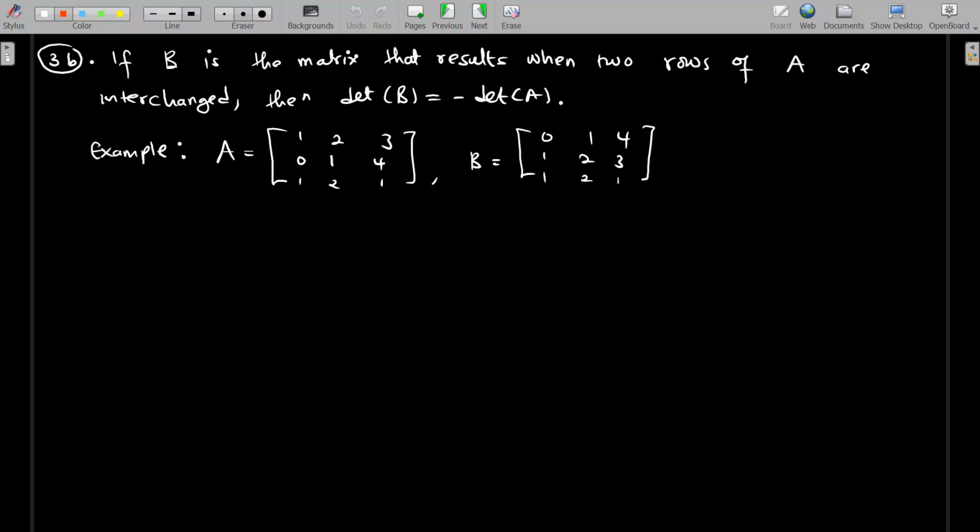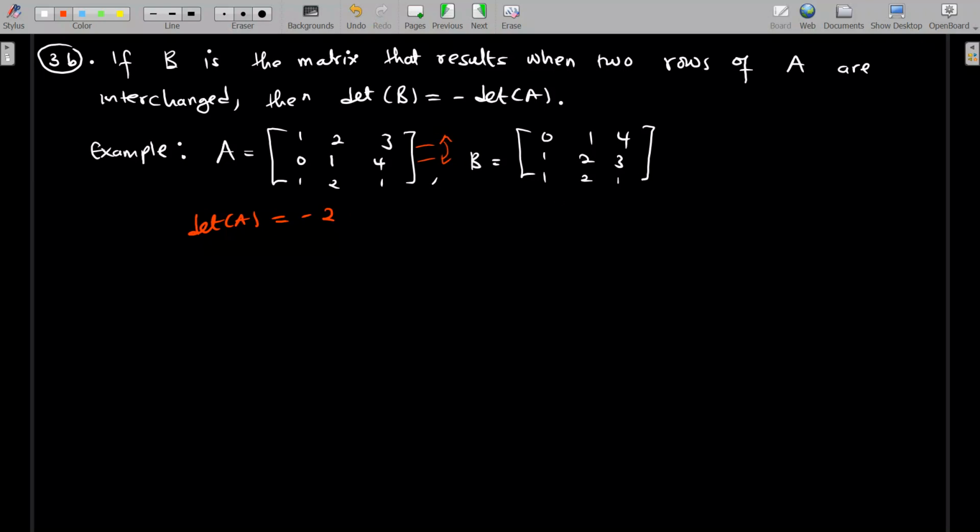Okay, then the determinant of B is equal to negative determinant of A. So the same matrix we just did, we know the determinant of this is negative 2. If you compare matrix A and B, look at them very carefully, it's actually row 1 and row 2. If you look carefully, they were swapped. So we swapped them, and then we formed this matrix B.